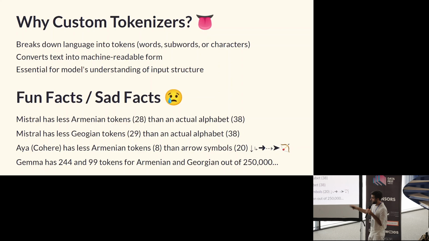Then you take the Gemma model, which has one of the biggest tokenizers, 250,000, and it only has 244 and 99 tokens for Armenian and Georgian. So that's why this part is important. It's sad and it's not acceptable.